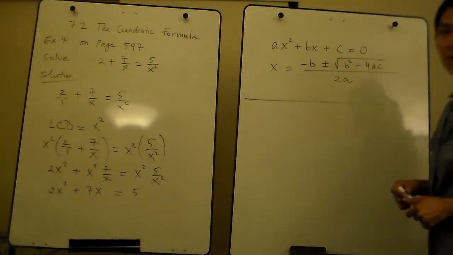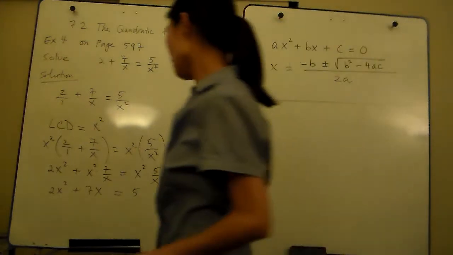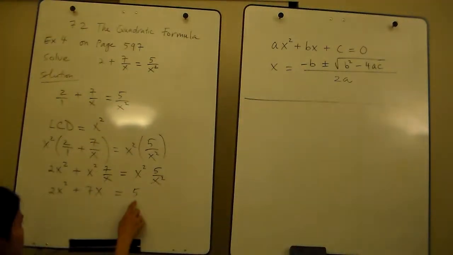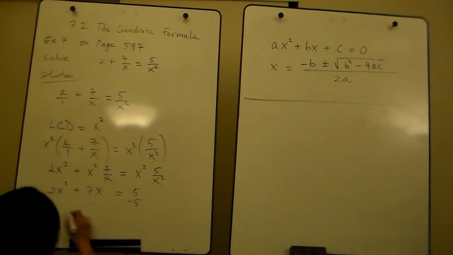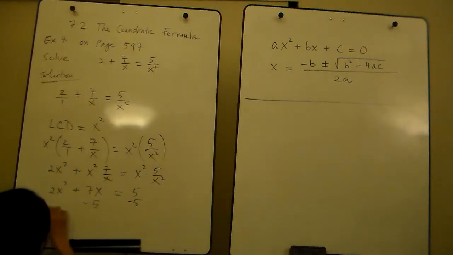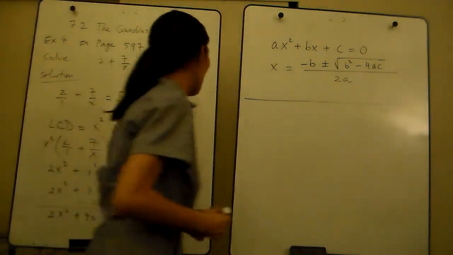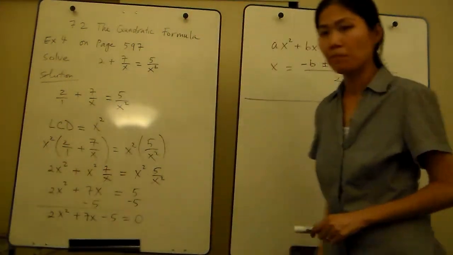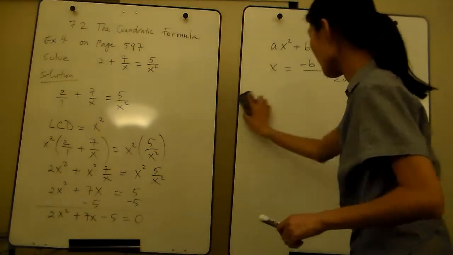Remember, for a quadratic equation, you need to have one side equal to 0. So that means I need to remove this term by subtracting 5 on both sides of the equation. Then I would get 2x squared plus 7x minus 5 equal to 0. So now I have the quadratic equation that matches the standard form.